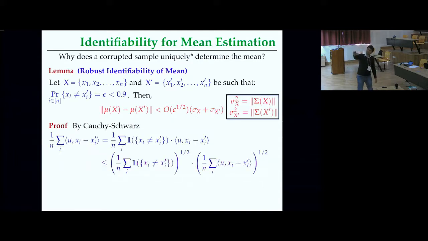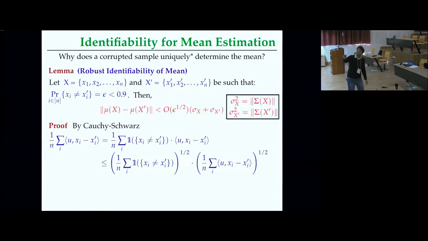So since I want to bound the Euclidean norm of mu x minus mu x prime, I can try to upper bound the inner product with any vector u of mu x minus mu x prime. Okay? So I write mu x as 1 over n sum over i of xi and mu x prime as 1 over n sum over i of xi prime. So u inner product mu x minus mu x prime is equal to this left hand side quantity. Okay? So I'm going to just basically walk you through the proof and then ask me questions if you don't follow.